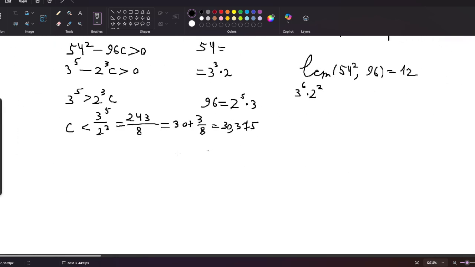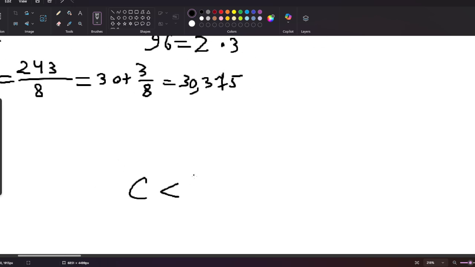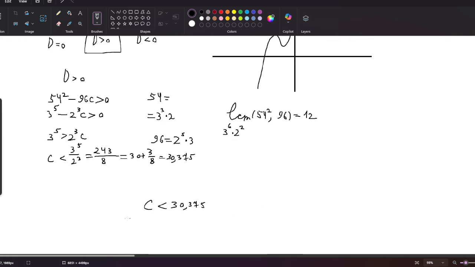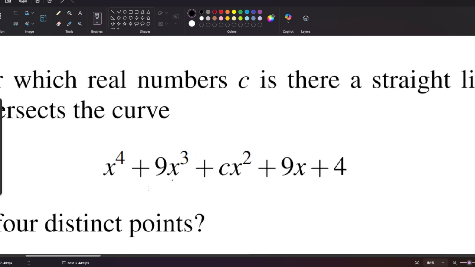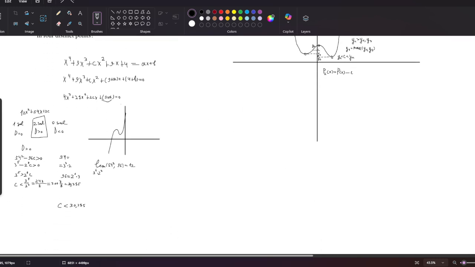So what we have essentially proven right now is as long as c is less than 30.375, the 4th degree polynomial over here will have a straight line that intersects it at the 4 points.